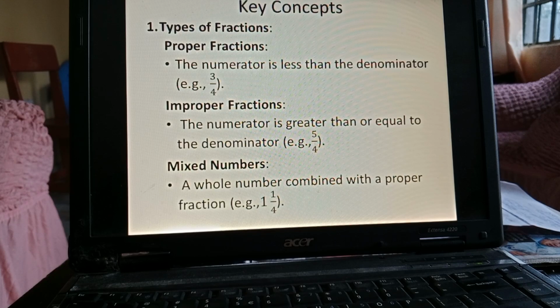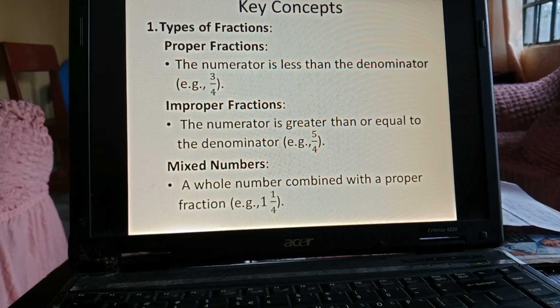Proper fractions are the fractions where the numerator is less than the denominator. For example, 3/4. That line there between 3 and 4 is what I'm calling the vinculum.